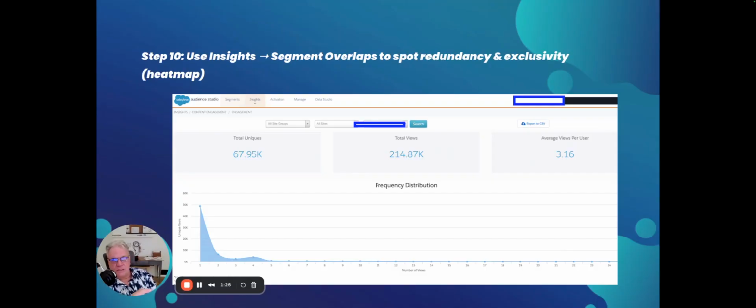And here, for instance, you can see average views per user, 3.16, total views, and total uniques, meaning people that came back. That actually makes sense: 67K times 3 is about 214K. So that's what it was. The campaign hits hard, about 50,000, and then it goes down over time.